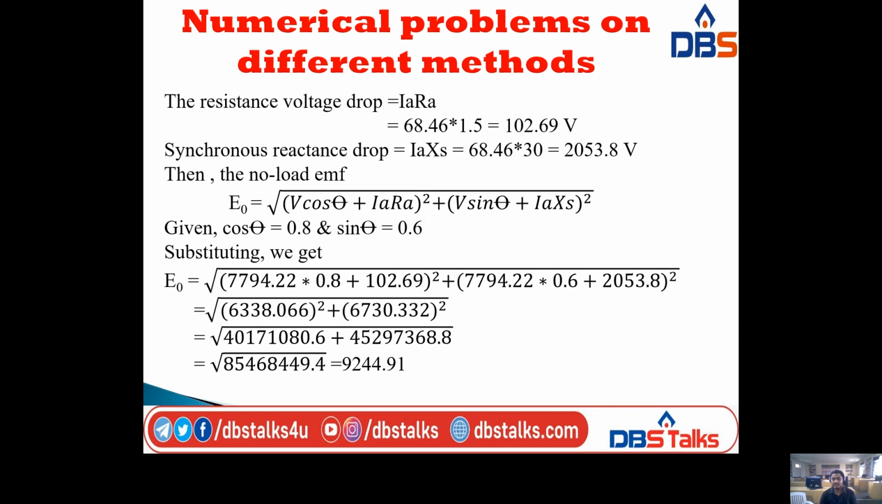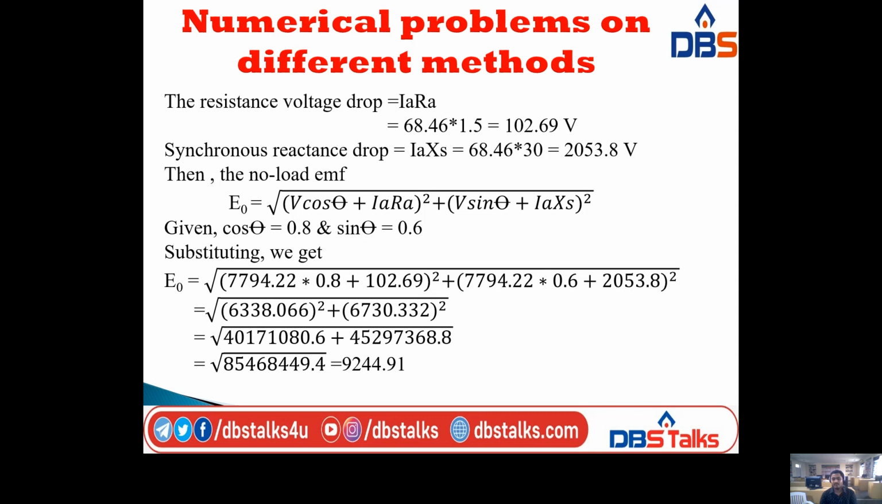Next, coming to the synchronous reactance drop. This we represent with IaXs, and that is equal to the armature current value we just calculated, 68.46, into the synchronous reactance value. This is also given in the problem, that is 30 ohms. Substitute here. Finally, we have the synchronous reactance drop equal to 2053.8 volts.